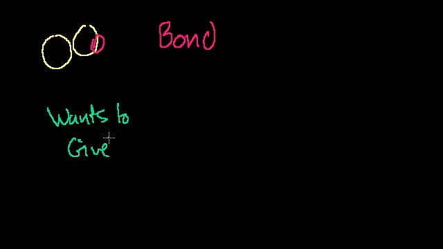Atoms bond, or they stick together. And the purpose of this video is to think about the different types of ways that an atom can stick to another atom. So the first and, I think of it as the most powerful way, is if you take an atom that really wants to give an electron, and then you have another atom that really wants to take an electron.